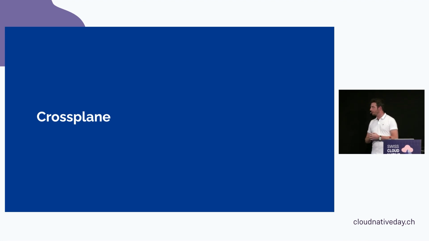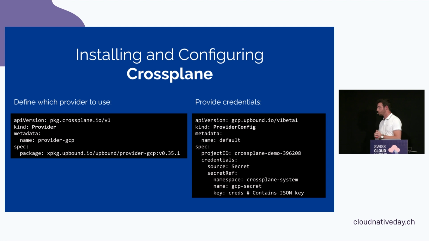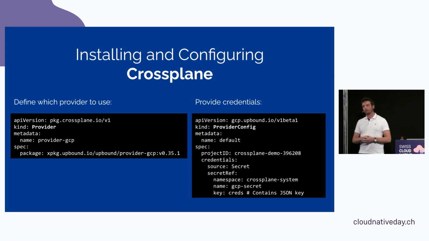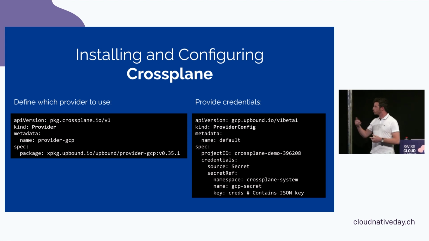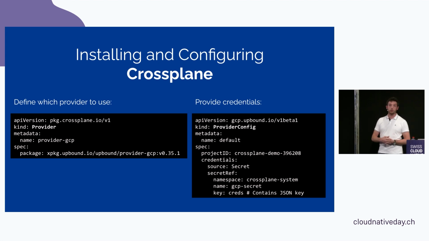How does it work, Crossplane? I made here a small example to show you quick capabilities of Crossplane. Well, first of all, we need to install Crossplane. Installing Crossplane is pretty straightforward with a Helm install. There is nothing fancy or particular about that. And after that, Crossplane allows us to manage our resources in different providers. So we have the possibility of managing resources in AWS, GCP, Azure, and so on.